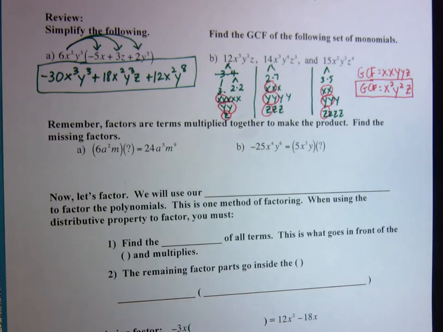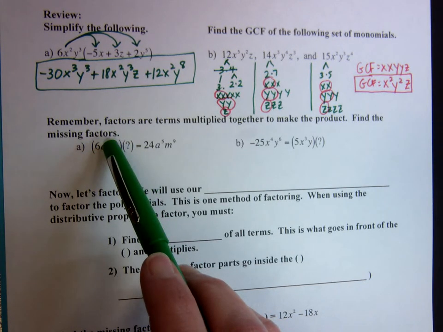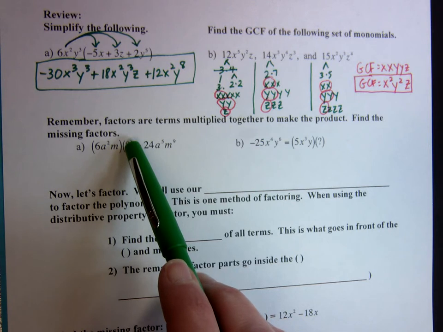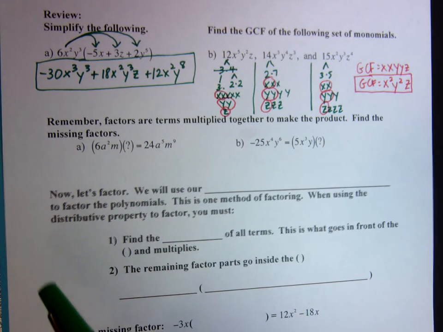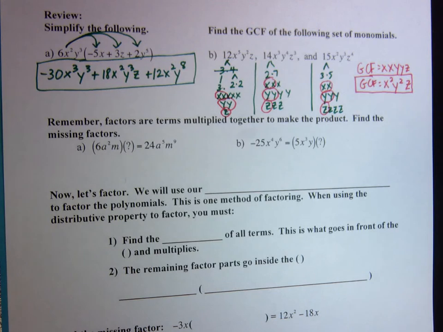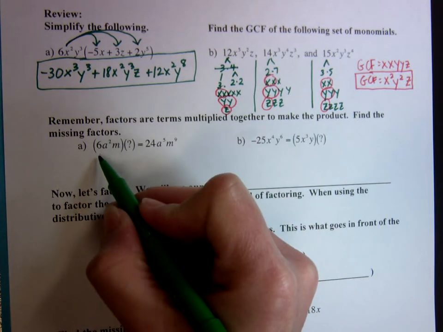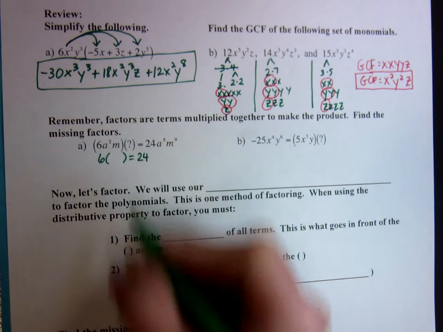It says, remember that factors are terms multiplied together to make the product. Find the missing factors. So you'll notice that you have something here in parentheses, and it is being multiplied by an unknown term, and it's equal to 24a to the 5th m to the 9th. And we have to figure out what goes in where that question mark is to make that statement true. So we're going to kind of break it down a little bit for now. We have 6 times what gives you 24? 4.